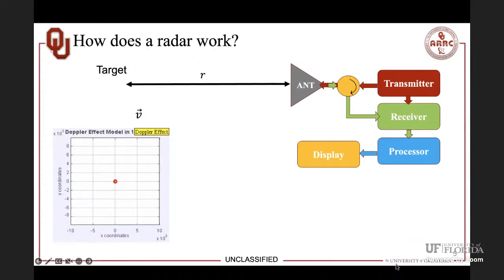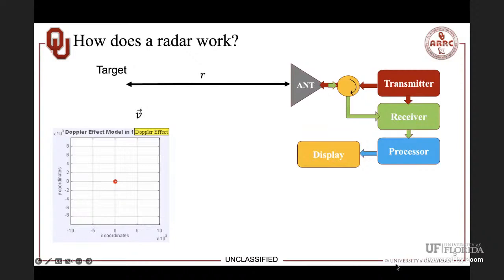So once the energy goes out, it propagates in space. Once it hits a target, part of the signal, like we talked about, scatters back to your antenna, and it is very, very little. So the ratio between the transmit power and receive power can be on the order of 10 to the 10s or 10 to the 12s. So that's a big ratio. So coming back a little bit, going back to the receiver.